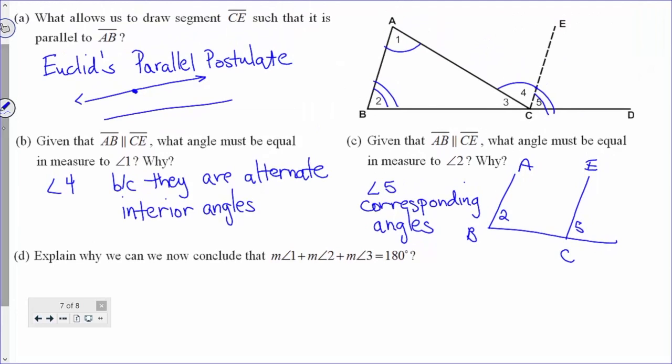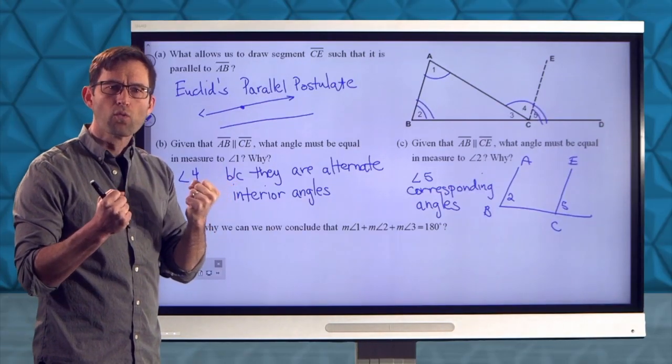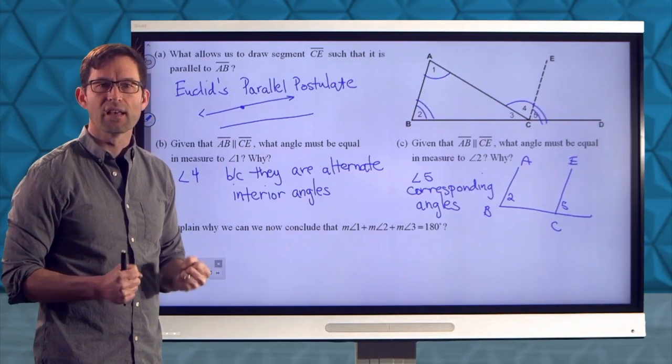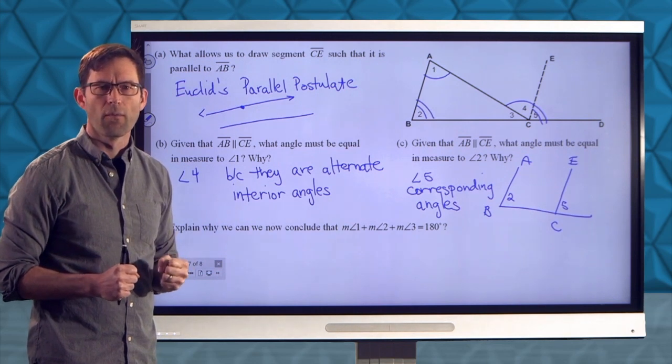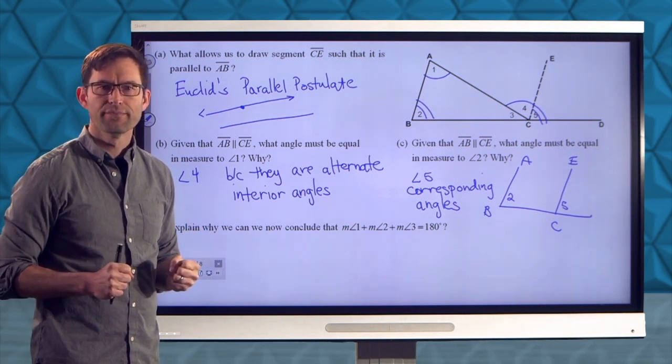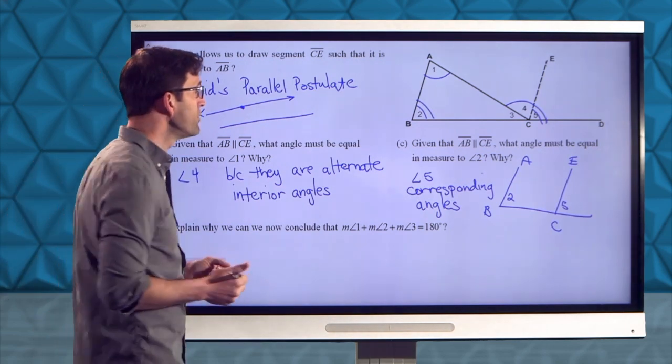Okay? So finally, letter D says, explain why we can now conclude that the measure of angle 1 plus the measure of angle 2 plus the measure of angle 3 must be equal to 180. In other words, why can we really do it now? We can say that the sum of the three angles of a triangle is 180 degrees. Well, let's make the argument.